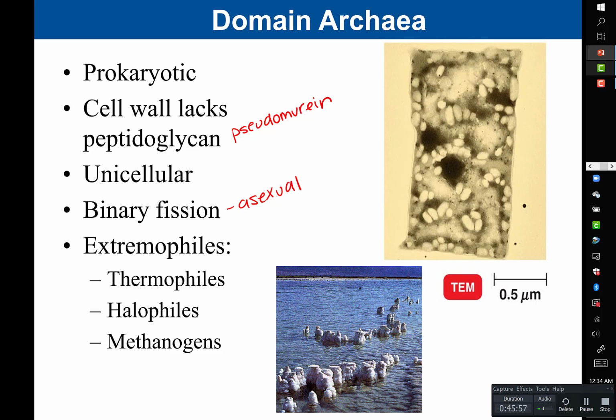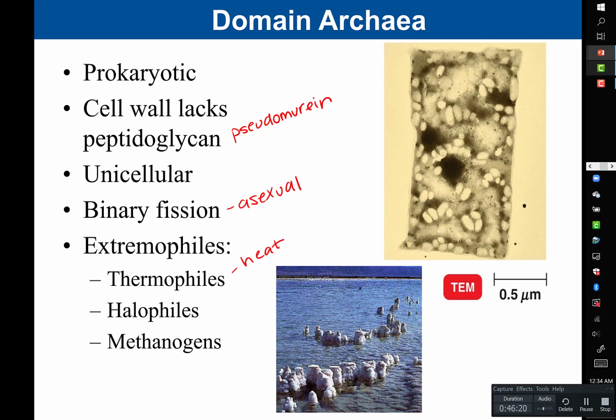These organisms, again, tend to be extremophiles. Extremophile means lover, extreme lovers. They love extreme environments. What do you think a thermophile might like? Heat. They grow in extremely hot environments.